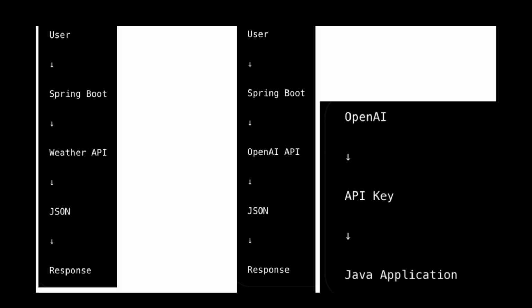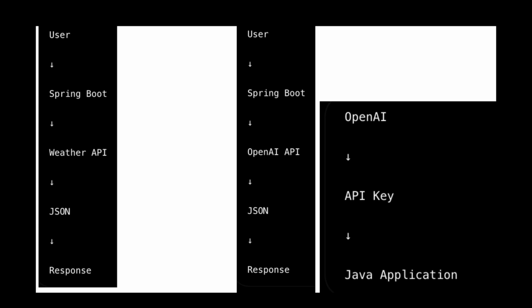Traditional REST call on left side. When we call a weather service, our application sends an HTTP request. The weather service processes it, returns JSON. Our application reads that JSON, nothing new. OpenAI works the same way. Look at the right side. Instead of asking for weather, we send a prompt. Instead of getting temperature, we receive generated text.